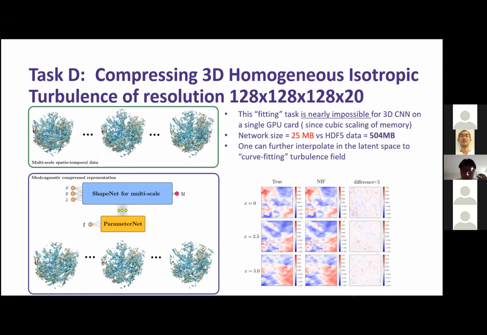This fitting test is actually nearly impossible for a 3D CNN on a single GPU card because of the cubic scaling of the memory. So 128 cubed is basically impossible for a 3D CNN if you want to do an autoencoder. And the network size is actually much smaller than the original HIT data set, which means we actually achieve a really nice compression of the data set.